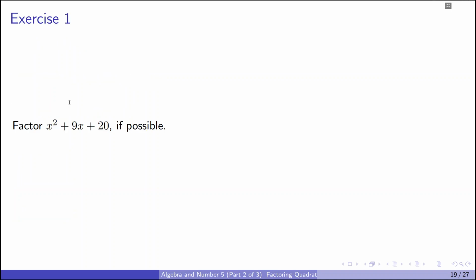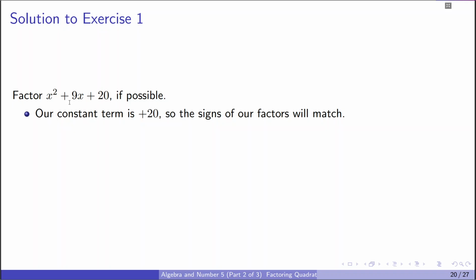Exercises. Let's factor x squared plus 9x plus 20 if possible. Pause now and take whatever time you need. All right, unpausing to reveal the answer.